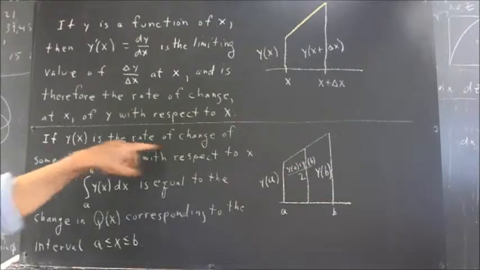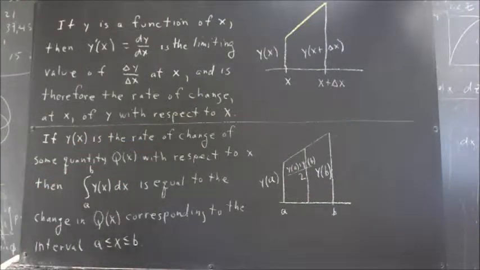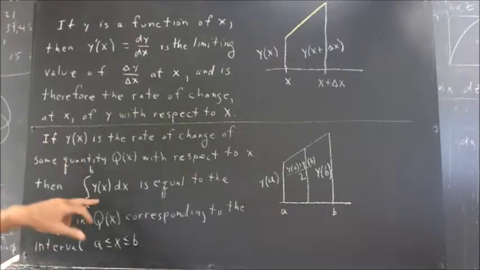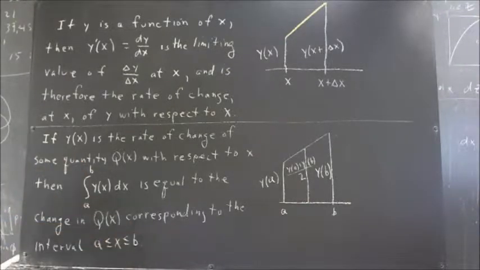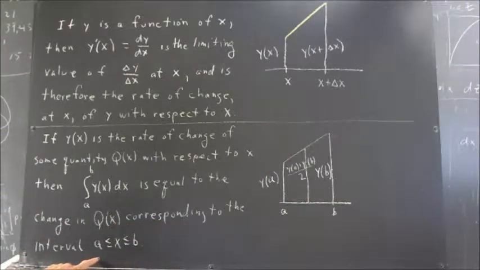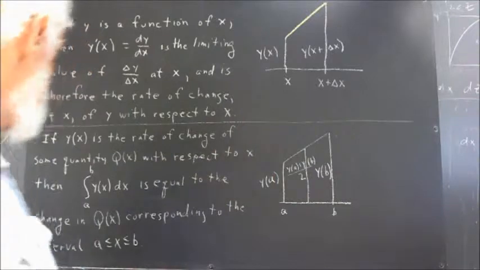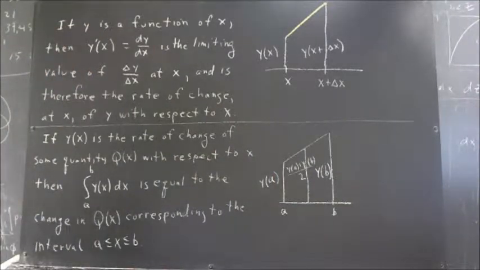Okay, so if y of x is the rate of change of q of x with respect to x, then the integral from a to b of y of x dx is equal to the change in q of x corresponding to the interval a less than or equal to x less than or equal to b. Okay? Now, there's a reason for that, and I'm illustrating that reason with a couple of diagrams here.